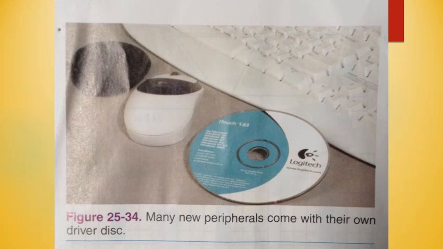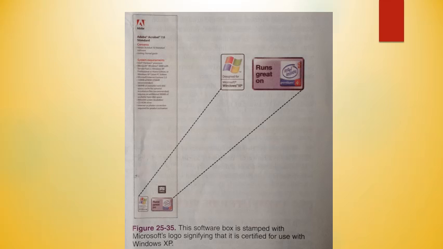Microsoft started a program years ago that required software vendors to submit the program code and software for testing before Microsoft would allow the Microsoft logo to be displayed on the software package. See Figure 25-35. This system was designed to assure software compatibility between the Microsoft operating system and the application.